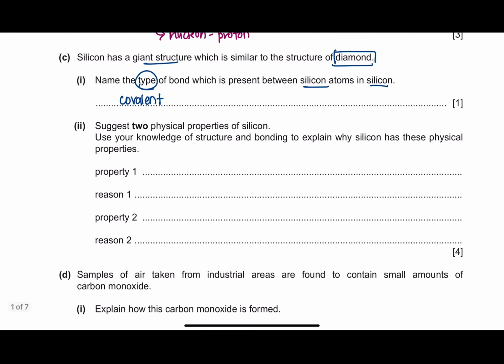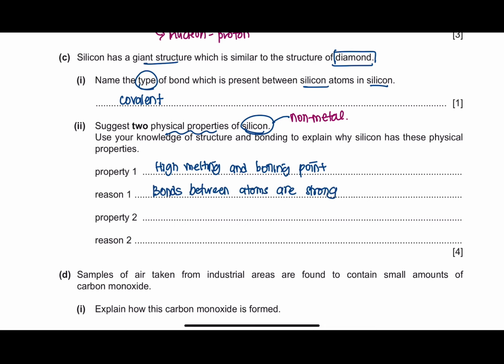Question 2. Suggest two physical properties of silicon. Now silicon is a non-metal. Use your knowledge of structure and bonding to explain why silicon has these physical properties. Even though silicon has covalent bonds, which we discussed earlier, and simple covalent substances have a low melting point and boiling point, silicon is a little bit different from other non-metals as it has a giant structure of covalent bonds instead of a simple covalent structure, which means that it has a high melting and boiling point because the bonds between the atoms are very strong. Therefore, it requires a large amount of energy to break them apart.